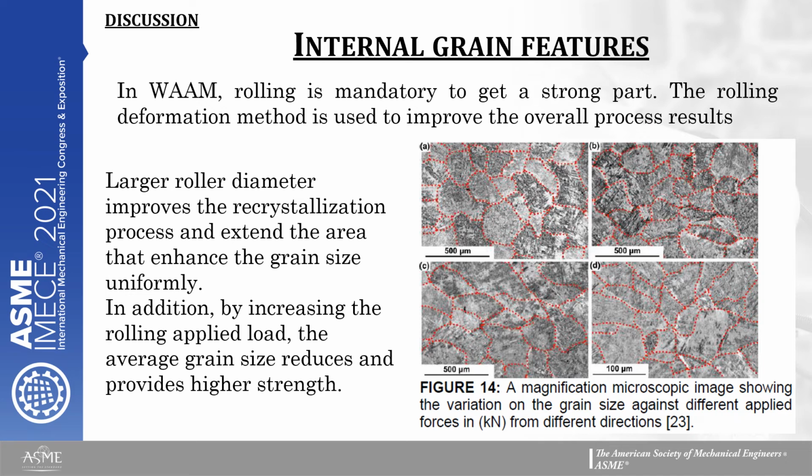In order to improve the overall strength, rolling process is mandatory. Large roller diameter improves the recrystallization process and extends the area that enhances the grain size uniformly. In addition, by increasing the rolling applied load, the average grain size reduces and provides higher strength.